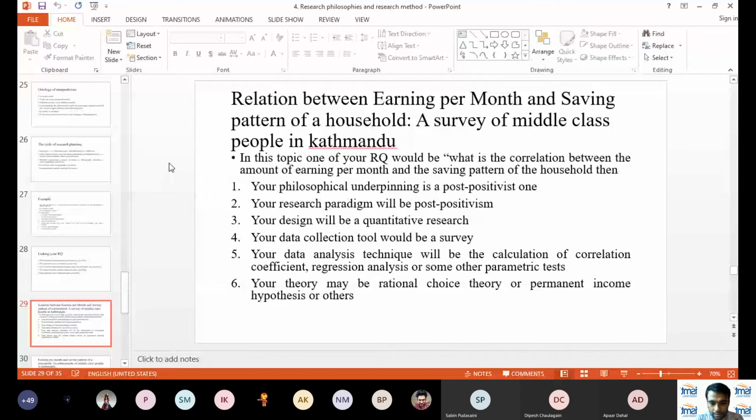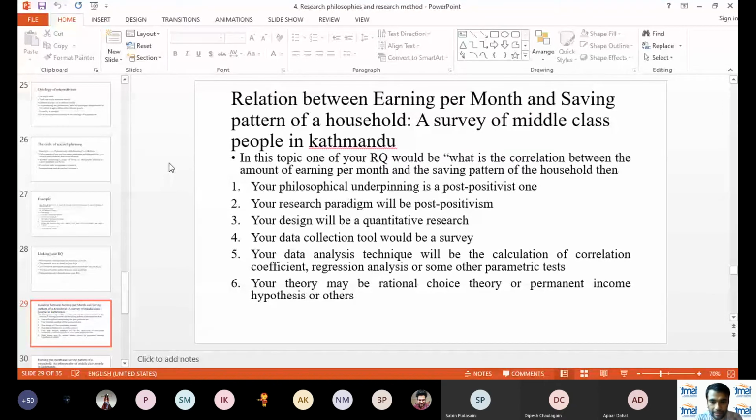So, okay, that is a survey, and when you use the survey, there is the questionnaire and interview that you are going to use as the data collection technique. Okay, your data analysis technique will be calculation of the correlation coefficient. This is related to economics. Okay, your theory may be rational choice theory or the permanent income hypothesis. That is also related to the title.